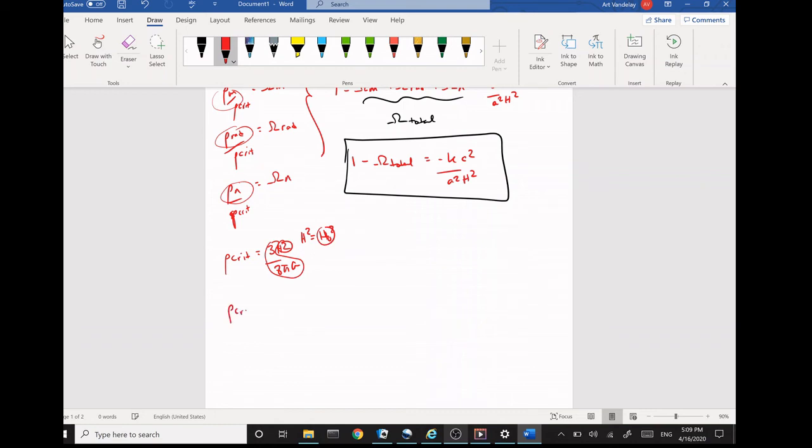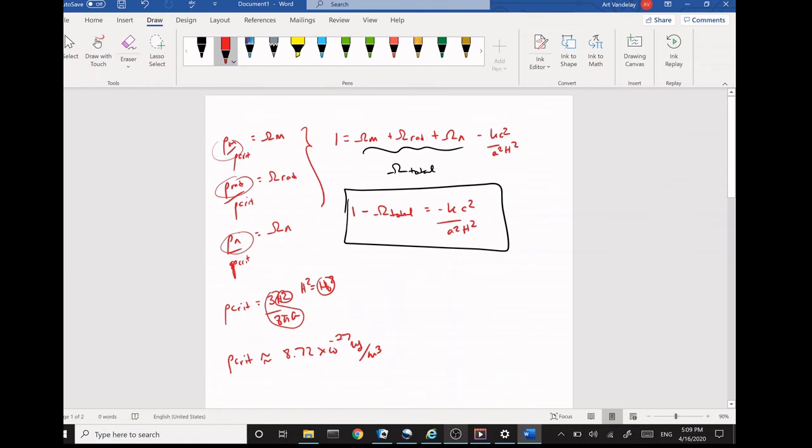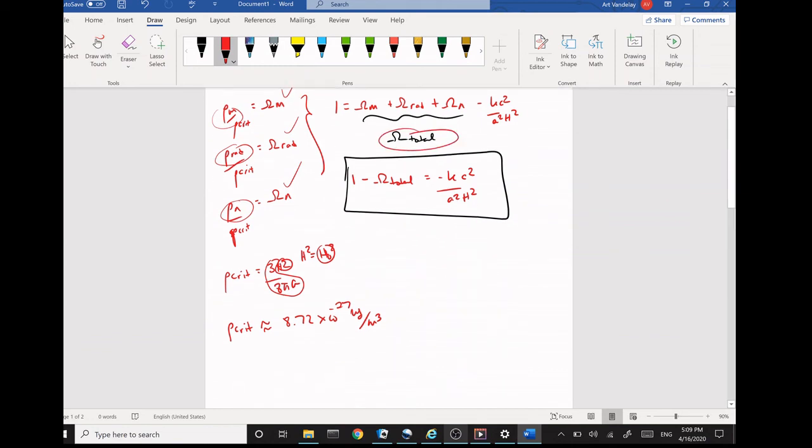And so we find that rho crit is approximately equal to 8.72 times 10 to the power minus 27 kilograms per meter cubed, approximately today. So with this rho crit, we can calculate what these terms are. We can find omega total. And then with omega total, all we need to do is take 1 minus that term, and we can compute at least the sign of k.